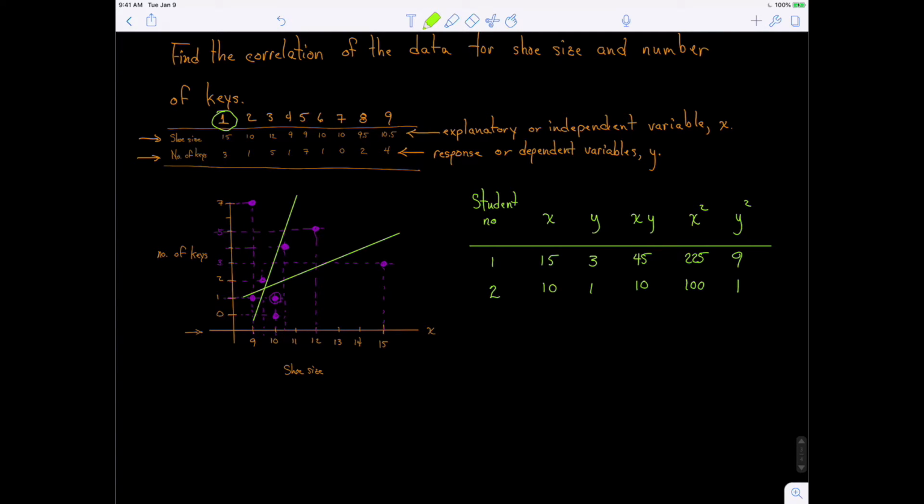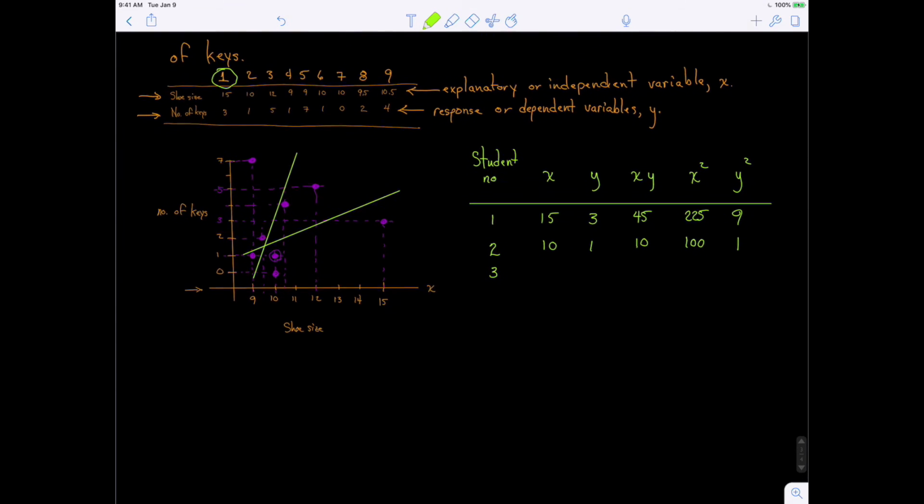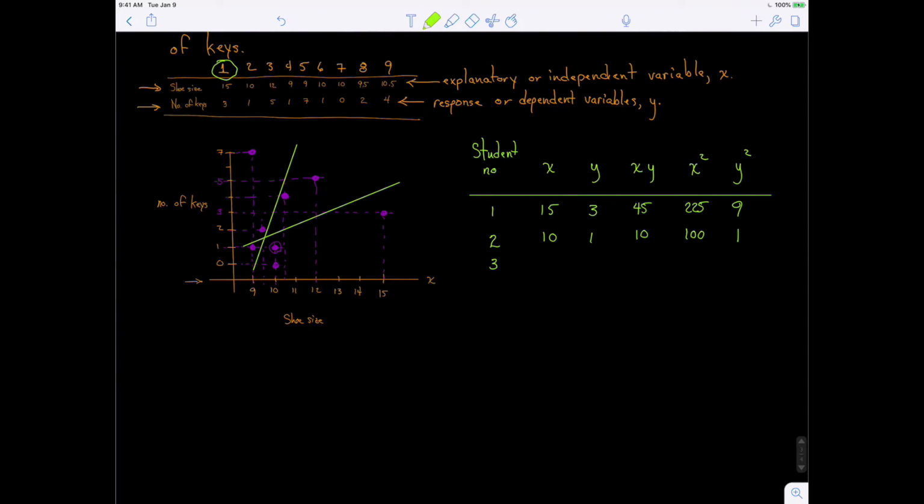And then, let's see, here we go, student 3. I might be making this a little large here. Hopefully we can fit this all in. Student 3 is a 12, 5. So 12 times 5 is 60. 12 squared is 144. 5 squared is 25.